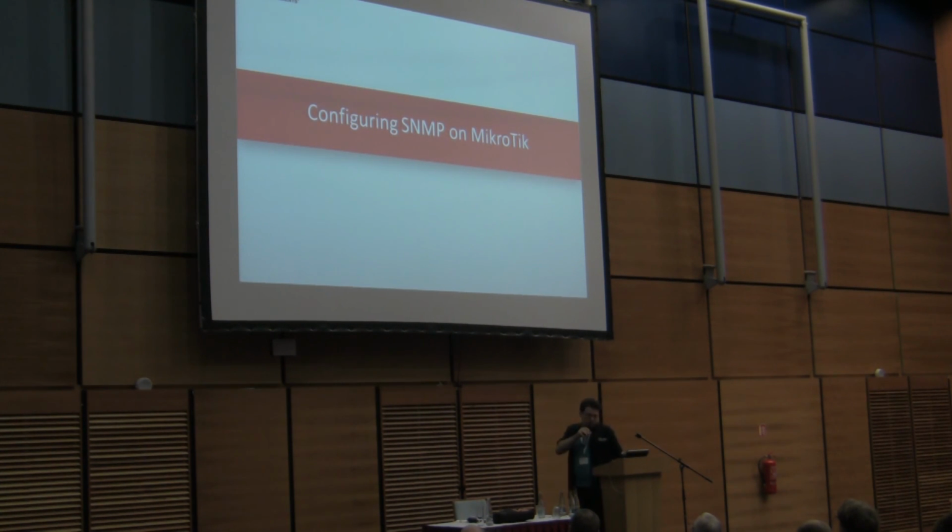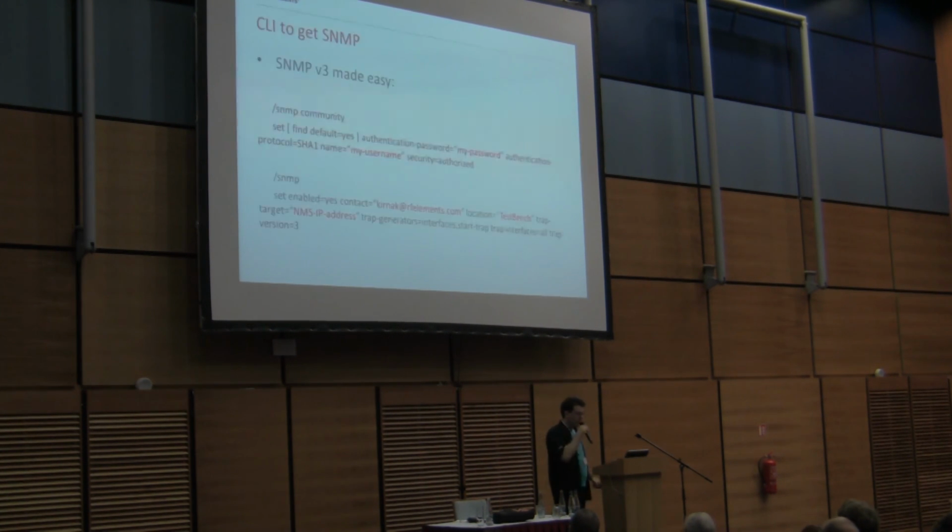All right, so let's look at some configuration. So configuring SNMP on MikroTik. This is SNMP version 3, made easy. You can just copy all of this, replace what's in red, paste it into your MikroTik CLI, so over SSH or whatever, and boom, you have SNMP version 3 ready with the username and password that are here. And this is using authorization, no encryption. The slides will be posted publicly after the presentation, so you can copy this.